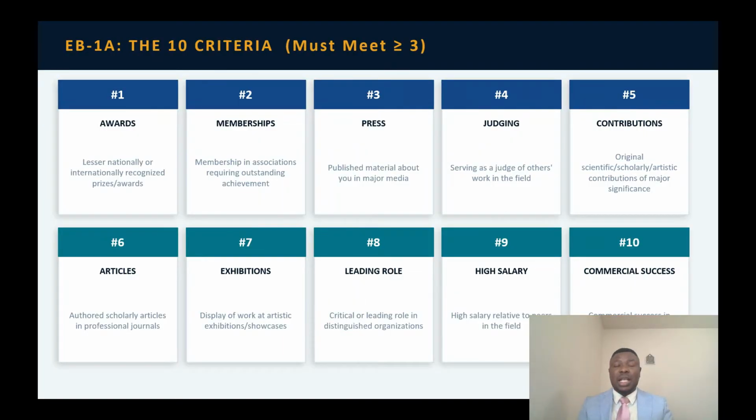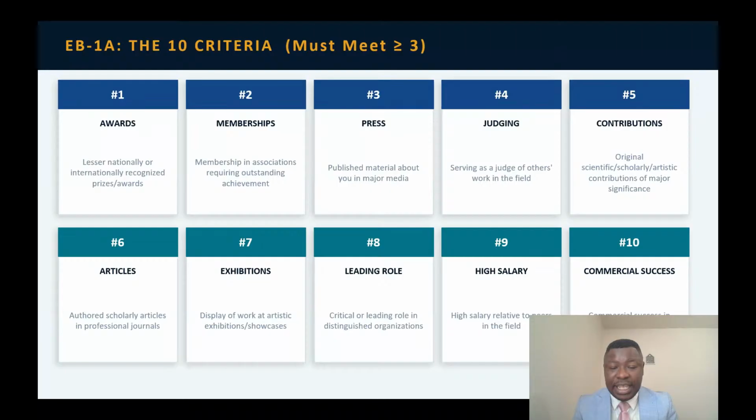Now, we are going to do a deep dive into EB1, and then we will look at EB2. Okay, so EB1 has 10 criteria, and you need to meet at least 3 of them.